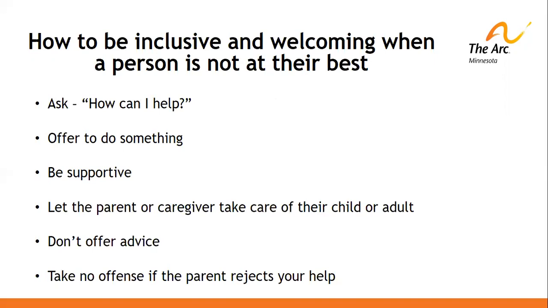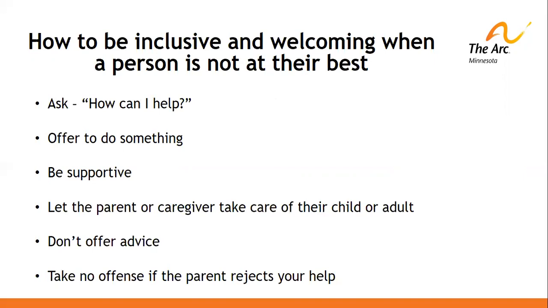Most likely, the parent will say that they don't need any help, and that's okay. Offer to do something specific, possibly offer a bottle of water or just start to redirect bystanders away. May run interference until the child or the person has calmed down. You can say something supportive like, "You've got this," or "Parenting sure can be tough at times," or "You are a great parent." Let the parent take care of the child or the caregiver take care of the adult having the meltdown. Don't offer any advice.